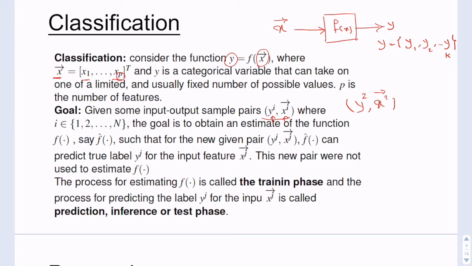So when you're talking about a classification problem, the first two questions you need to ask are: how many samples do I have, and what is the dimension of the feature space? Here, the dimension of the feature space is p, and the number of samples is n. So don't confuse these two numbers.